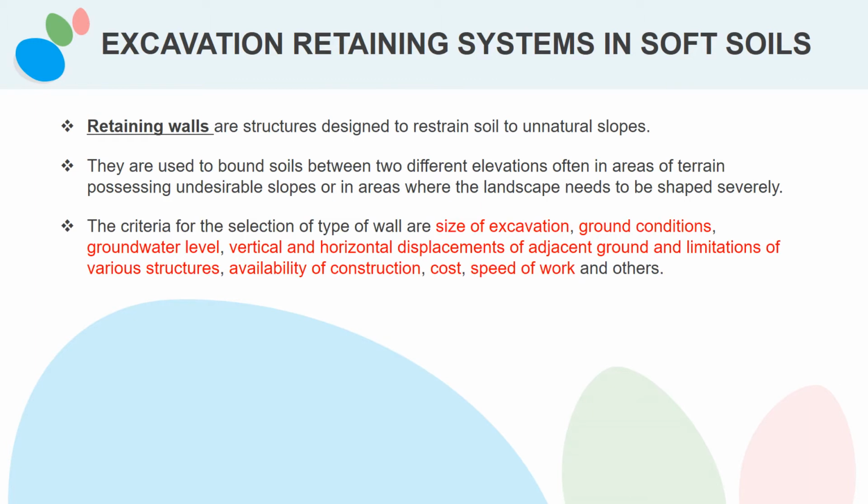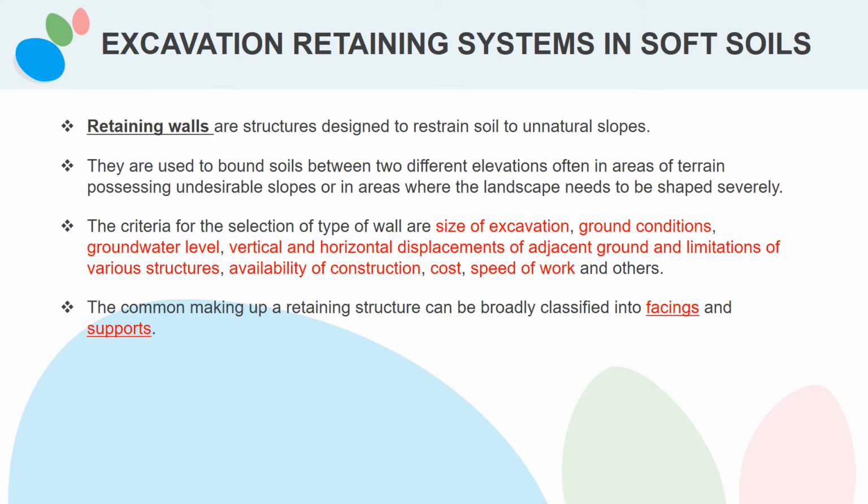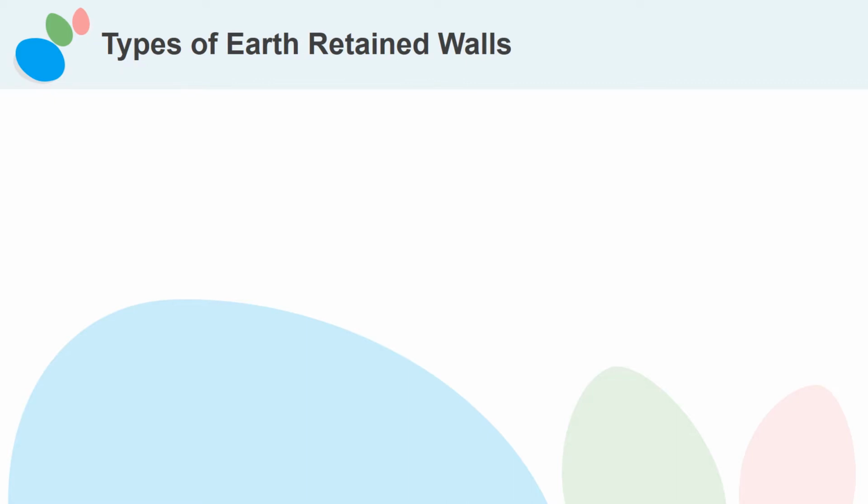The criteria for the selection of type of wall are size of excavation, ground conditions, groundwater level, vertical and horizontal displacements of adjacent ground and limitations of various structures, availability of construction, cost, speed of work and others. The components making up a retaining structure can be broadly classified into facings and supports. Types of earth-retaining walls are: 1.